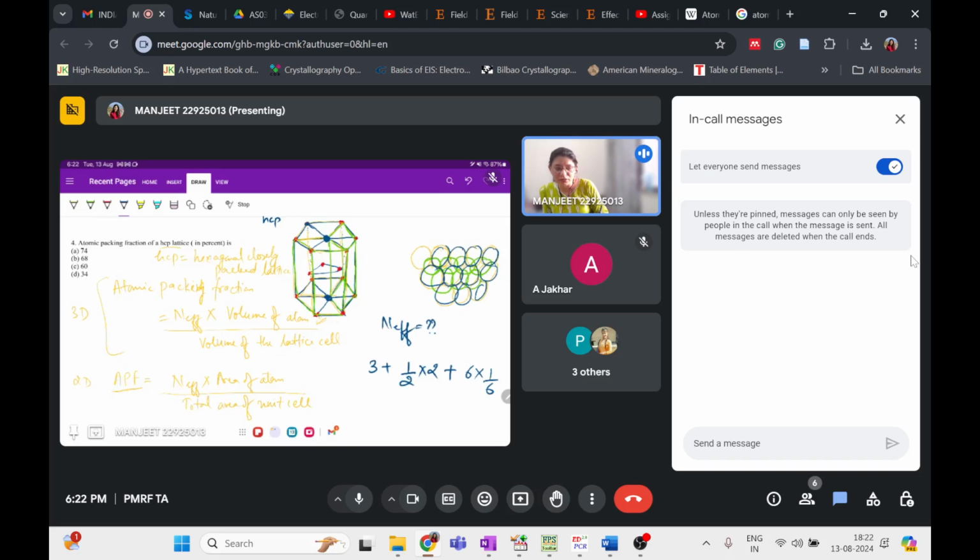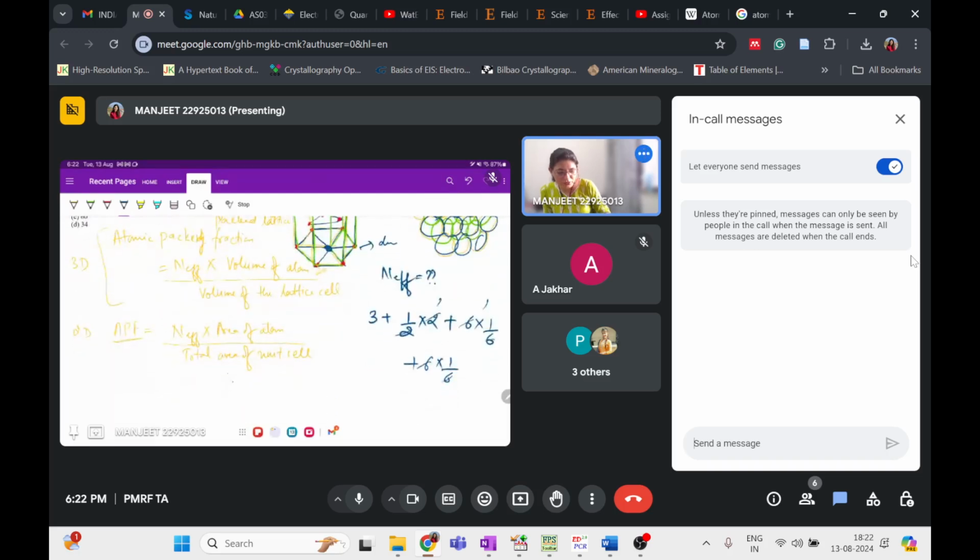Same is the case with the bottom. This is for the top one and this is for the bottom one. So this will become 1 by 6, this gives me 1, this is also 1 and this is also 1. So N effective for the HCP will be 3, 4, 5 and 6. Total N effective will be 6.